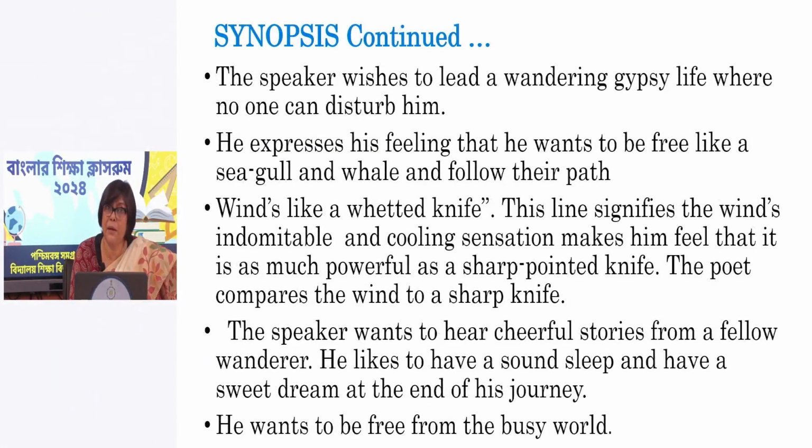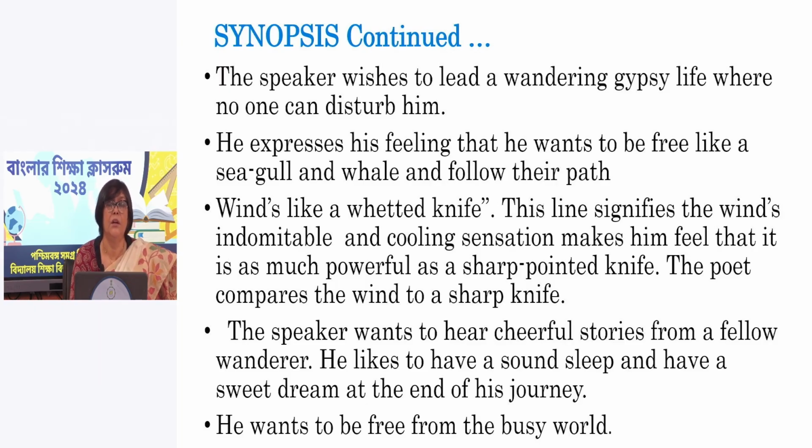So, the poet may be attracted towards the peaceful and beautiful life of a sea. But it is also true that the whetted knife or the sharp knife, the wind feeling like a whetted knife, cutting through the body when the wind touches the body, gives a symbol of the struggles of a sea life. There are harsh weathers, there are big waves, and there may be so many other reasons when life in a ship seems to be quite dangerous and full of struggle. So the whetted knife signifies the wind's indomitable and cooling sensation, makes him feel that it may be more dangerous than a powerful, sharp-pointed knife.